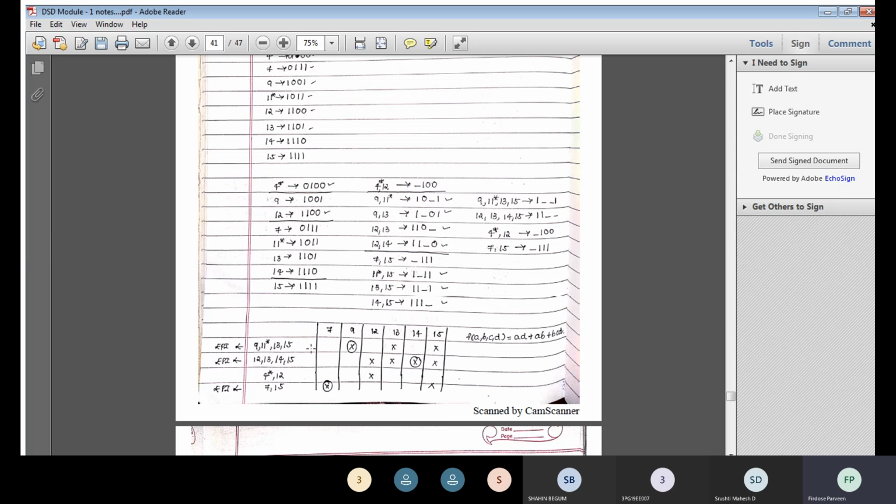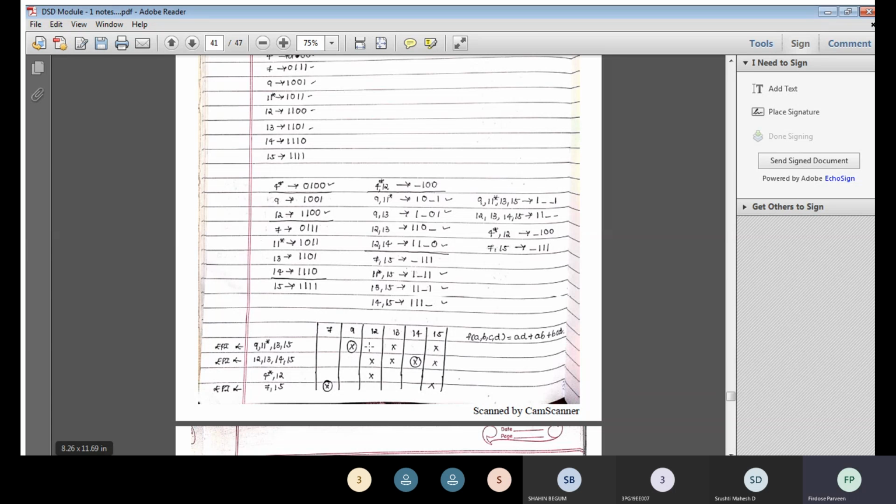And while filling the table, you shouldn't put the don't care terms here. In the question they have given the don't care terms as 4 and 11. So 4 and 11 are not there in your prime implicant table. Remember that. In the prime implicant table, you shouldn't put 4 and 11. Whatever the main question terms are, you have to put those.